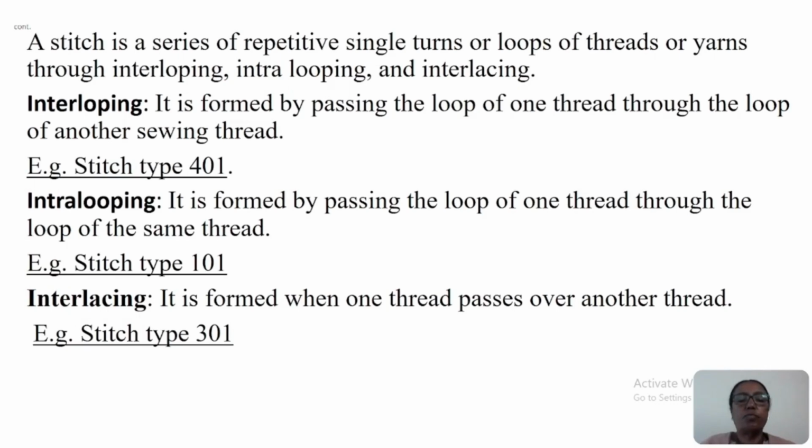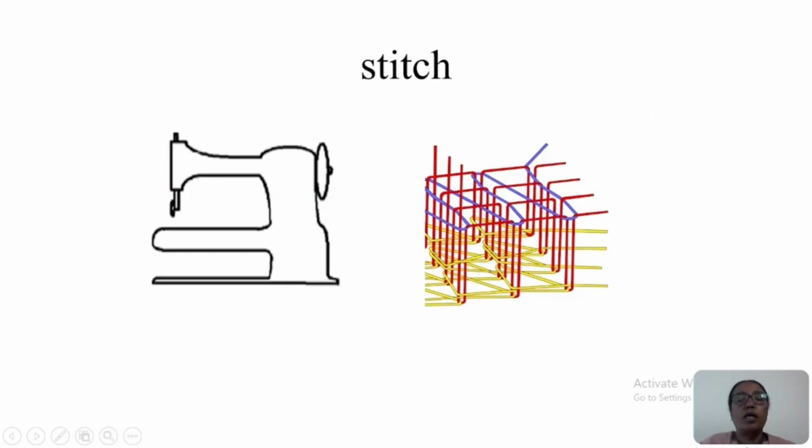Interlacing is formed when one thread passes over another thread. This is stitch type 301. Interlacing is a good example for a lock stitch, or 300 stitch type. You'll see this one is a stitch, and this one is a machine.